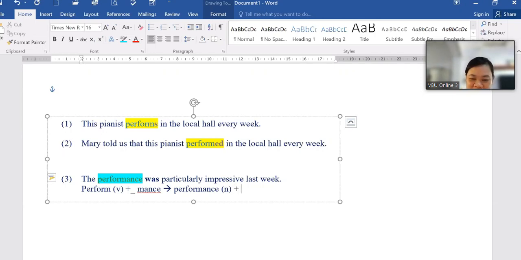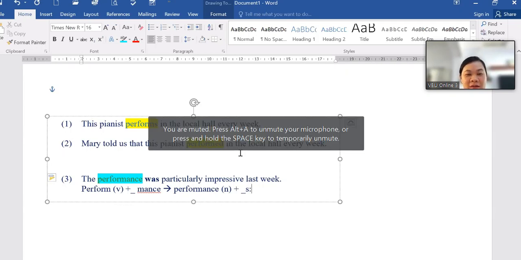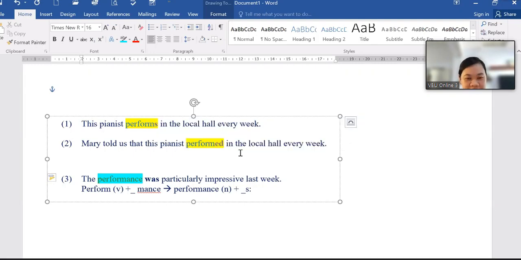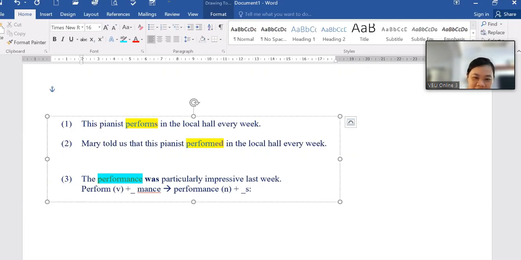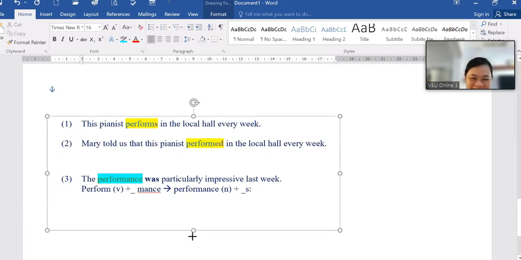If we put s in this case, the second one, performances, verb: inflectional or derivational? Inflectional. Yeah, inflectional. Thank you. So, I give you some challenges.